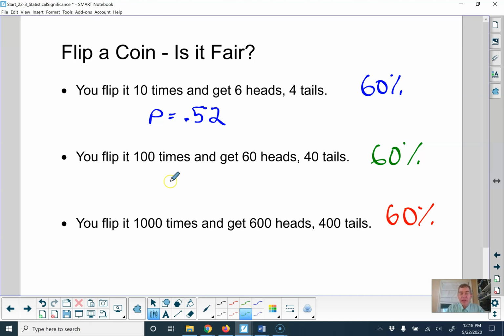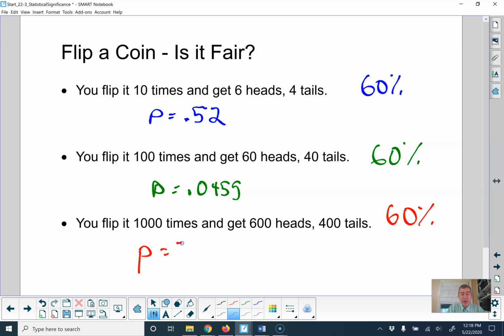However, if you flip it 100 times and get 60 heads, 40 tails, you get a p-value of 0.0455, which means this is going to happen about 4.5% of the time. How unusual is that? 4.5% of the time. It'll happen, just from a random coin. But a statistician would say, that's less than 5%. I'm going to reject the null hypothesis that the coin is fair, and I'm going to conclude the coin is not fair. So we do that. You have a statistically significant result.